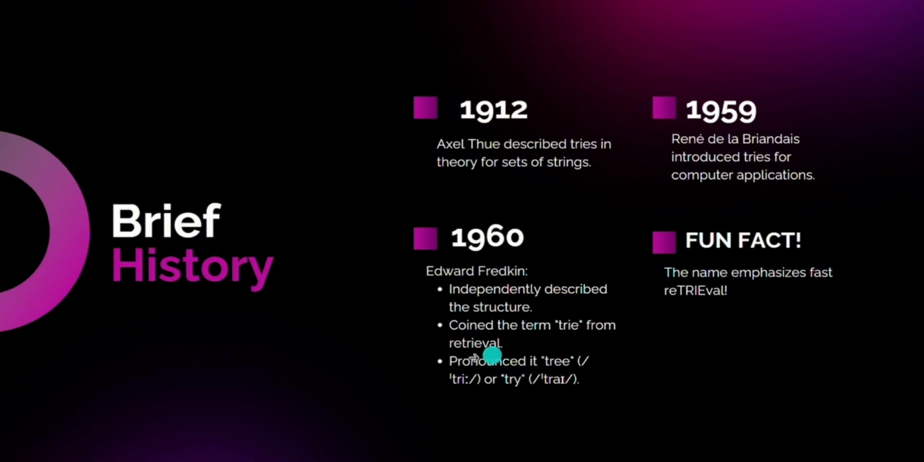So, retrieval. You might be wondering, why is it pronounced try instead of tree? Because it's from retrieval. Because tree sounds the same as tree, and tree is the more common term. It's a type of tree anyway, so it would be called tree if ever. That's why it's called try instead. So, that's the fun fact. The name emphasizes fast retrieval.